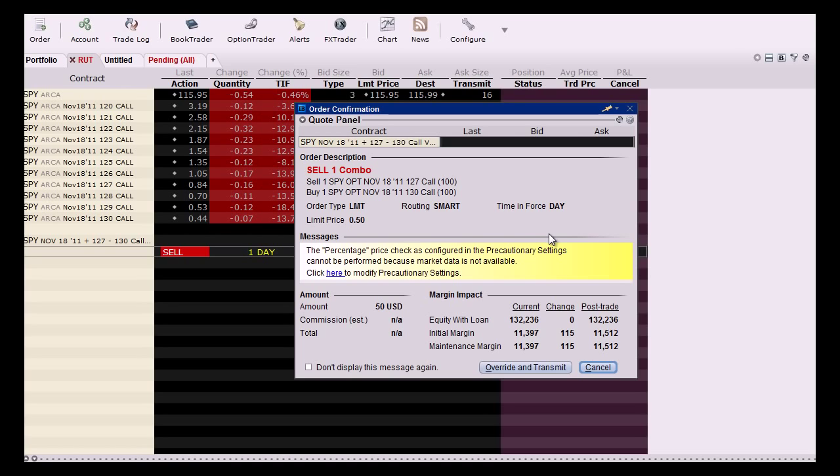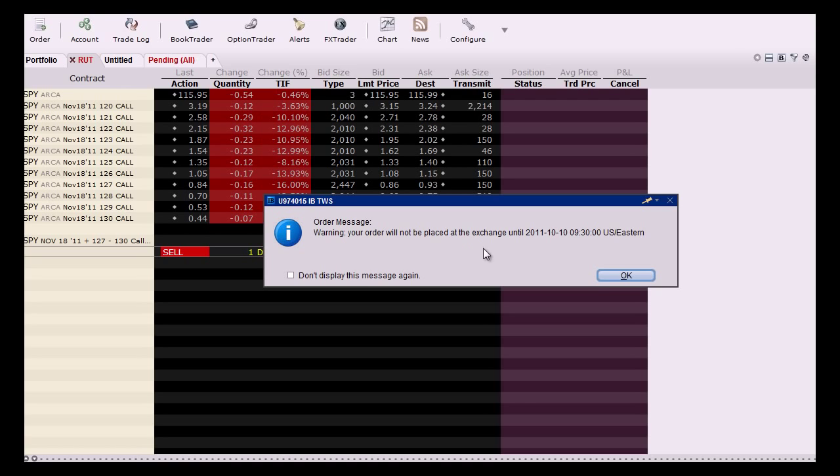Then we just get up our confirmation order. Always a good idea to just double check things here, make sure you're trading the correct contracts, you've got the buy and the sell around the right way, check your price, check that it's a limit, your time in force. This shows you how much money is going to be paid into your account, and this shows you the change in margin. Okay, so we've got some warning. I think this is just because we're out of market hours, so we'll just override and transmit.